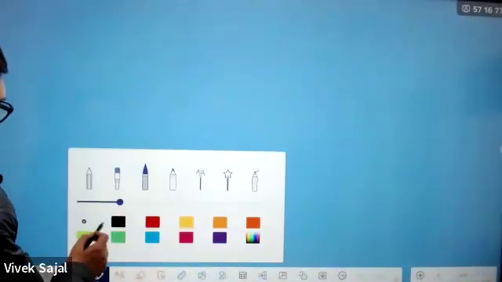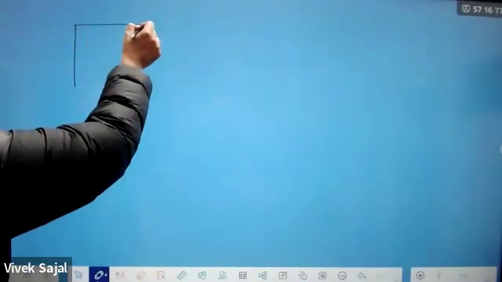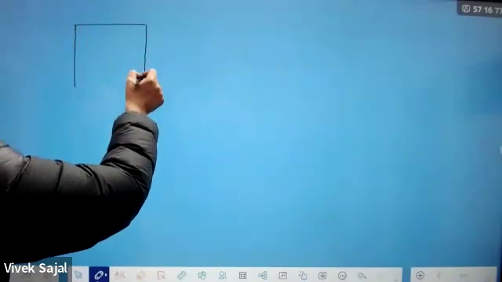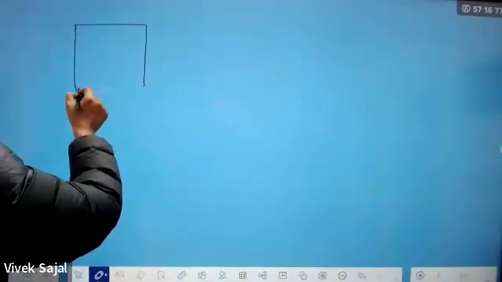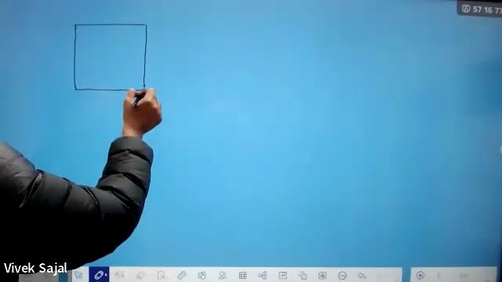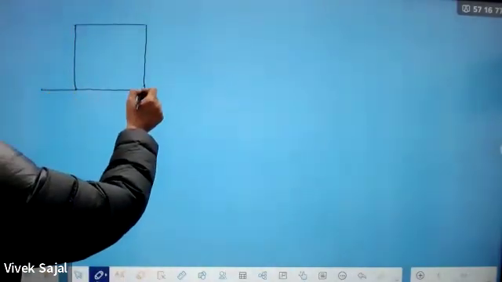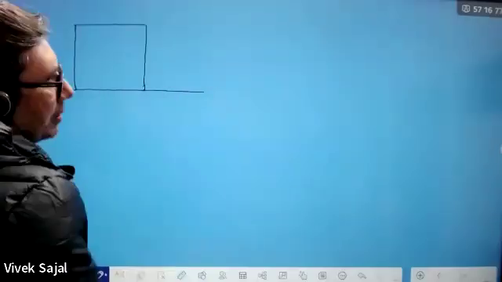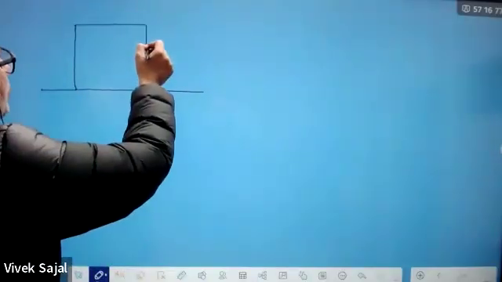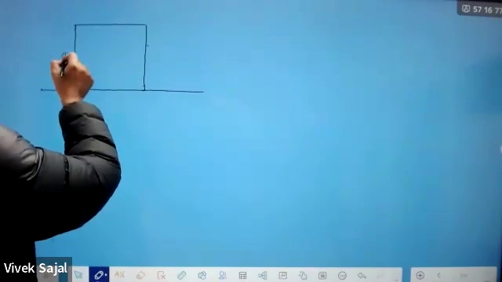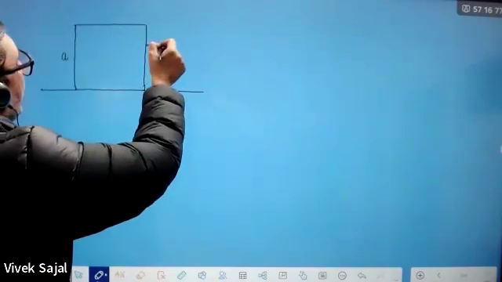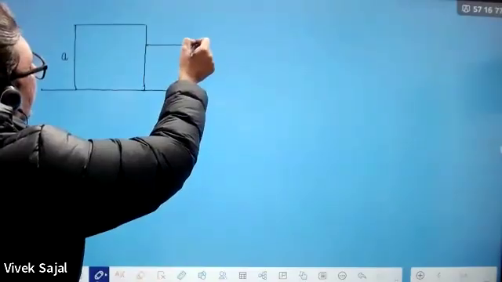This is example 1. You are having a cubical body here. This is a cubical body. Okay, side of it is A. Okay, this is a cubical body that is placed on the earth like this. Okay, you apply a force. Side of it is A and you apply a force F here.